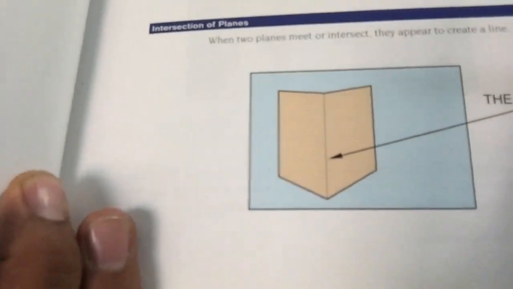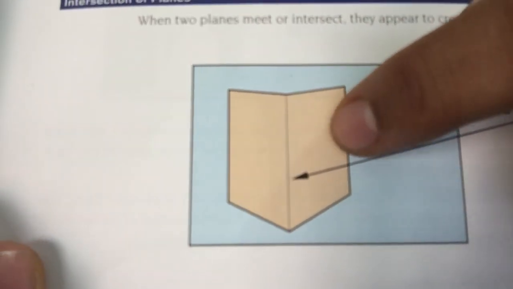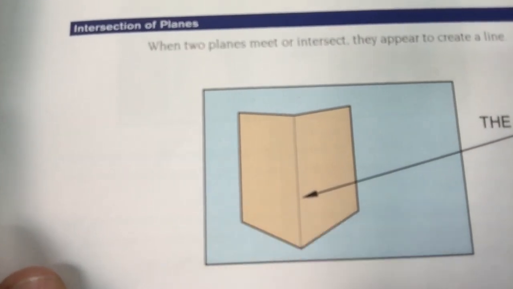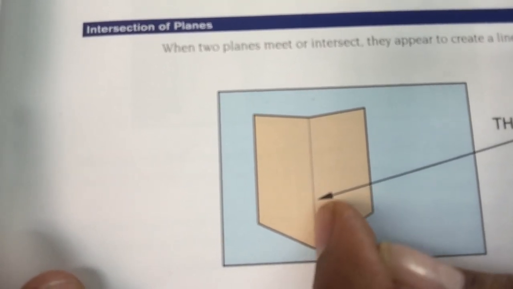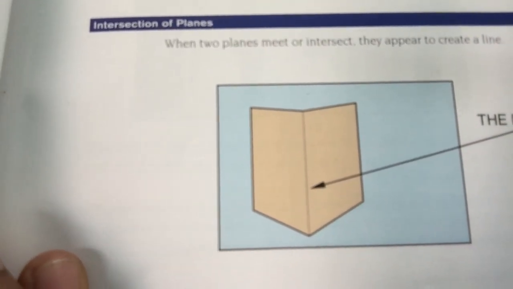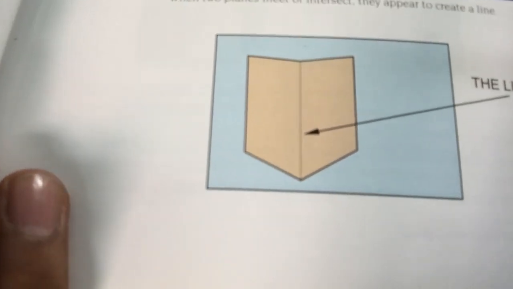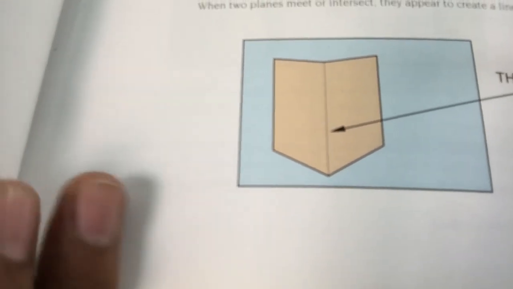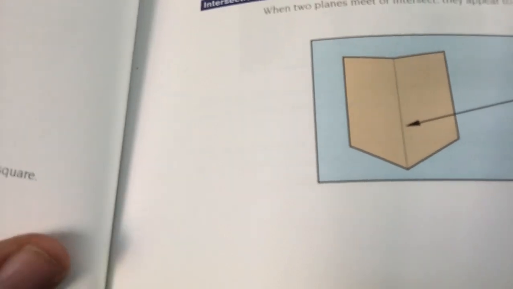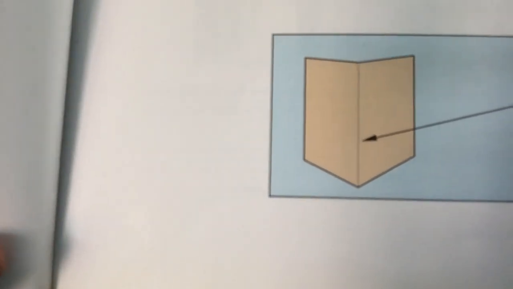The next type of line I want to talk about is intersection of planes. And this one is really simple. When two planes meet or intersect, they appear to create a line. Here we go, right here. We have one plane going this way, and another one coming that way. And where they intersect, there appears to be a line. And that could be like the edge of a wall, or two walls coming together. There appears to be a line there.